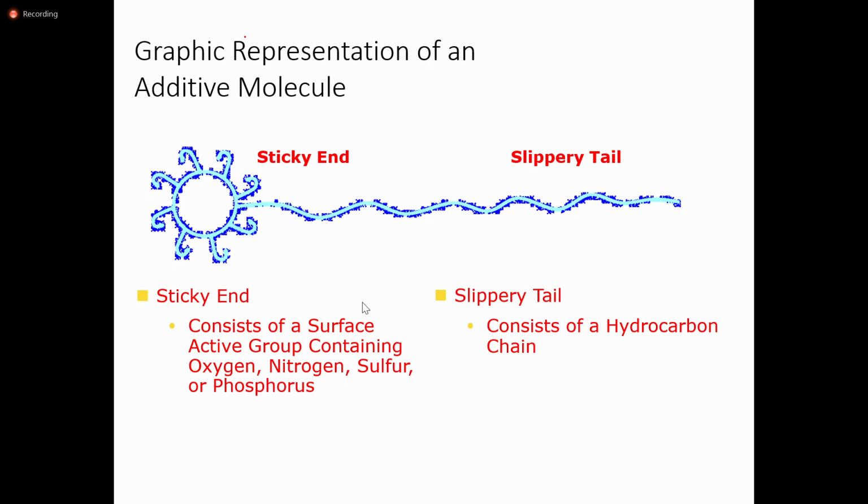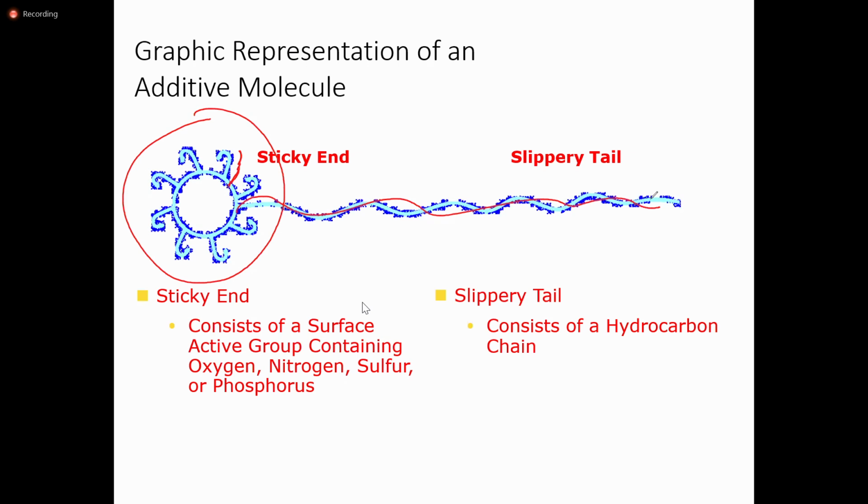The molecule will have some kind of hydrocarbon chain. You'll have a hydrocarbon chain like this. These are all tentacles, which are also nothing but hydrocarbon molecules. And then you have some kind of long slippery tail, which is also a hydrocarbon. So this is how an additive molecule can be depicted.